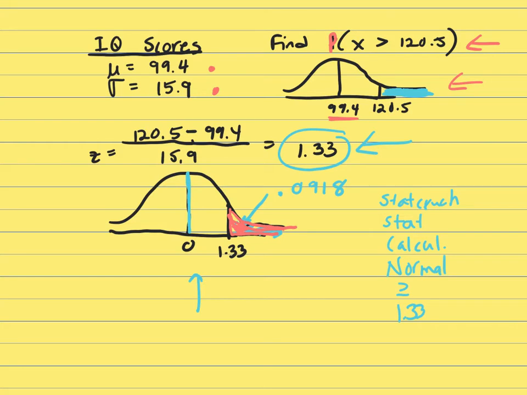And I use StatCrunch, Stat, Calculators. I want the normal calculator. We're greater than or equal to, and I chose that. And then I had to enter in my Z, which is 1.33, and then I clicked on Compute and got that number right there. There's your answer.